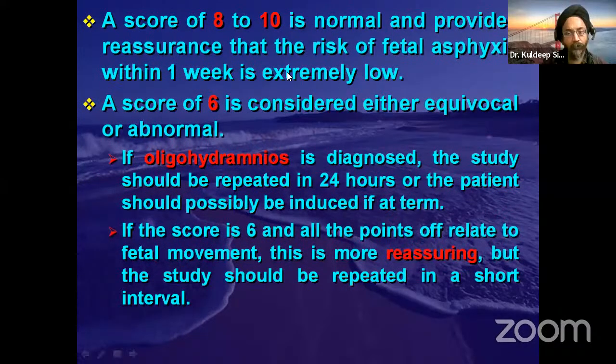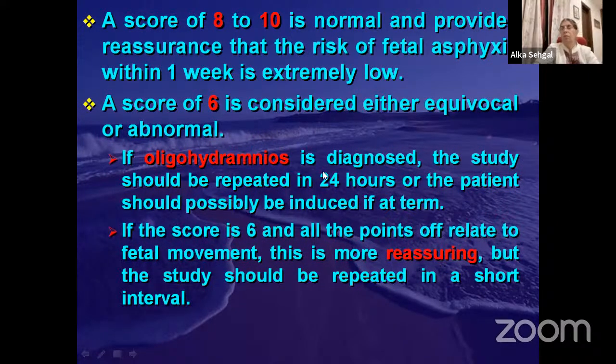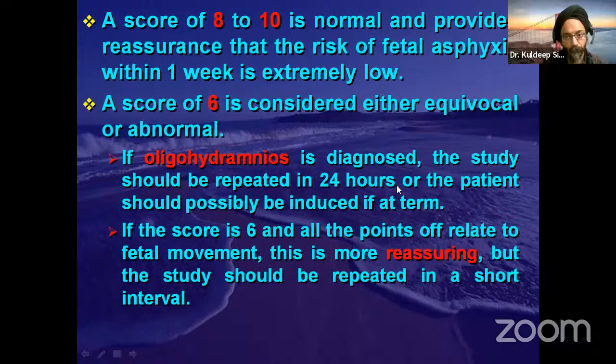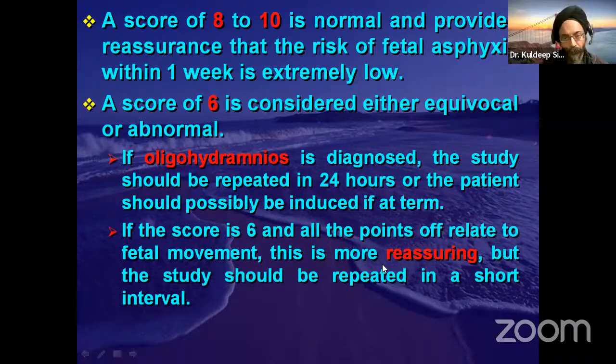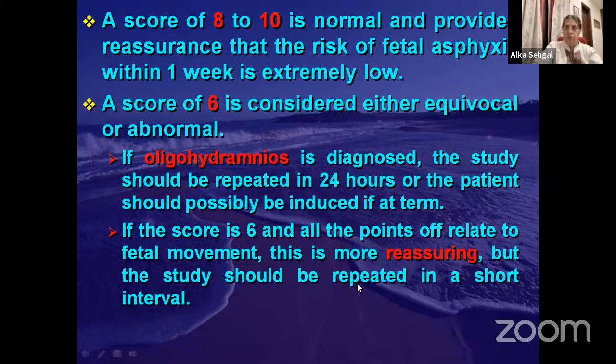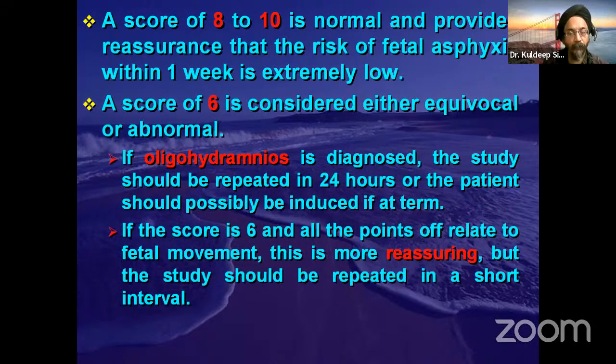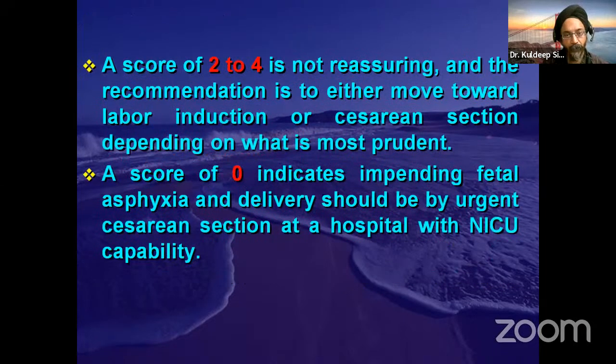If you're looking at a score of 6, if there is oligohydramnios, the study has to be repeated in 24 hours. You need to be even more watchful. And the patient should possibly be induced if we're looking at term. But if the score is 6 and the other points, fetal movement, are more reassuring, the study has to be repeated in a short interval. So be watchful for looking at the amniotic fluid index at this stage.